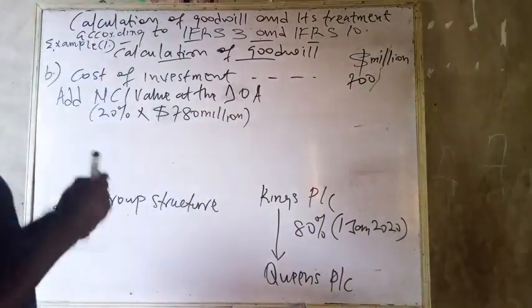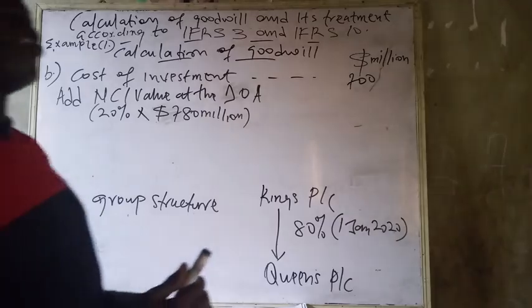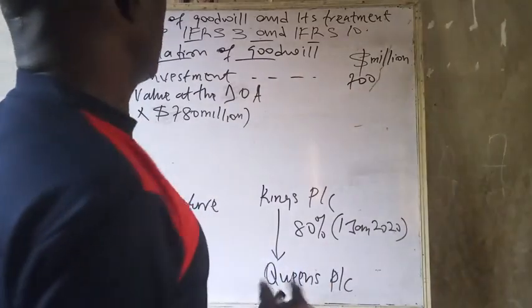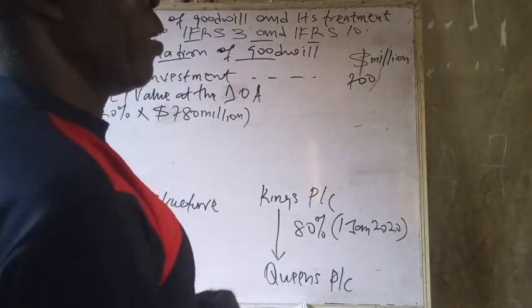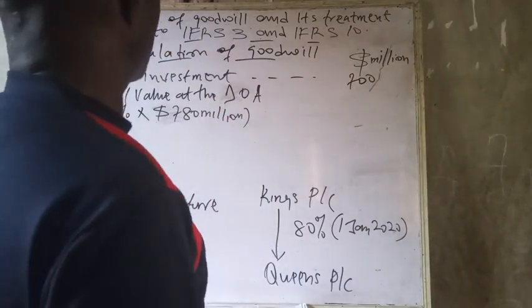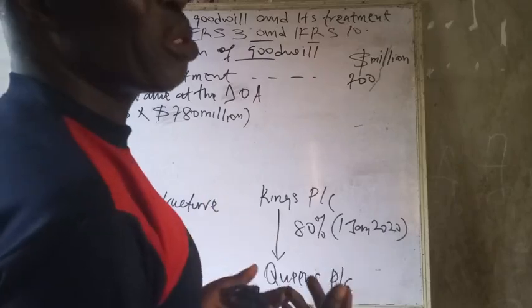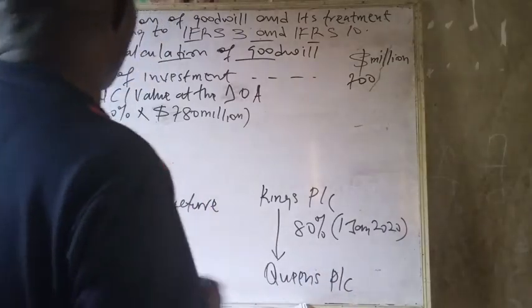Dollar. And I want to crave your indulgence. If there is any grammatical expression in my last video on calculation of goodwill, just pardon me.